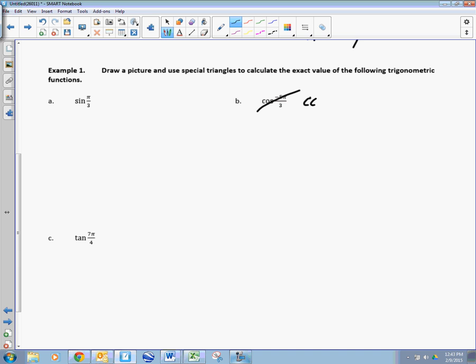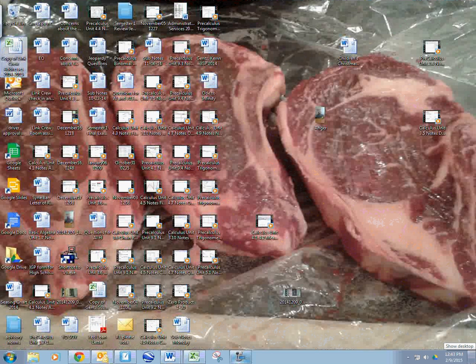Change this one to cosine. We're going to do cosine of negative 7 pi over 6. All right, so it says, draw a special triangle and use it to calculate the exact value of the following trigonometric functions. So, for example, when I see sine of pi over 3, I automatically think of the square root of 3 over 2.